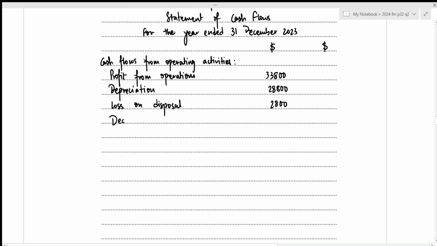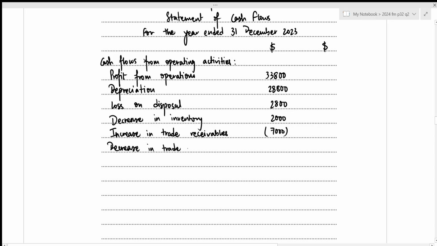So we first have the decrease in inventory of 2,000, we add it. We then have increase in trade receivables, which was a 7,000, we subtracted. Then we have decrease in trade payables, which was a 1,500, we subtracted. And then we can calculate the cash flow from operations.